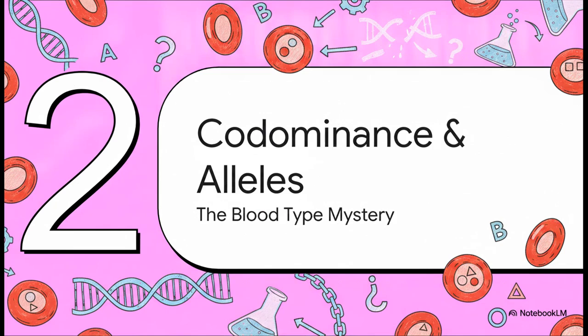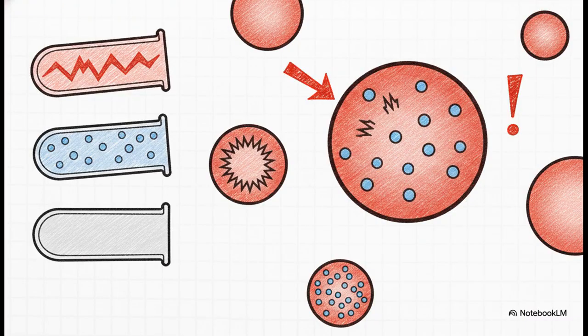Moving right along to number 2, codominance and multiple alleles, the blood type mystery. So if you've ever donated blood or even just know your own blood type, you've literally experienced this one firsthand. In standard genetics, a gene usually just has 2 alleles, but for human ABO blood groups, a single trait is determined by 3 different options floating around in the population, IA, IB, and a lowercase i.